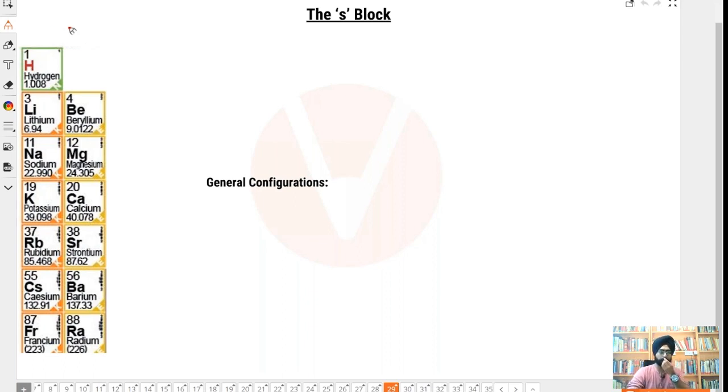So the S block, this is your first group. This is your second group of the periodic table. Now in the first group, the general configuration, I'll write it down for you and you will understand what it says. The general configuration for the first group is of the order of ns1. Does this statement make sense? If it doesn't make sense, please write a no. If it makes sense, then write a yes or yo. If it doesn't make sense, please tell me. I will explain what it means.